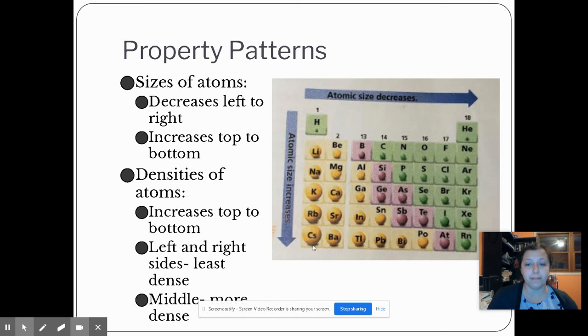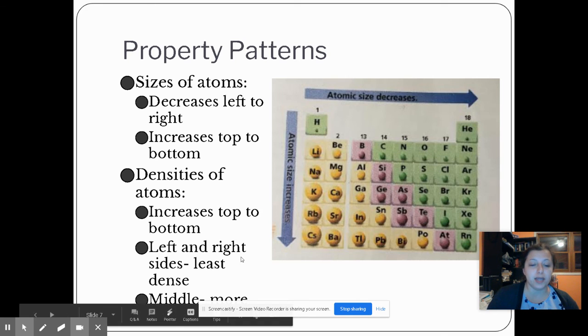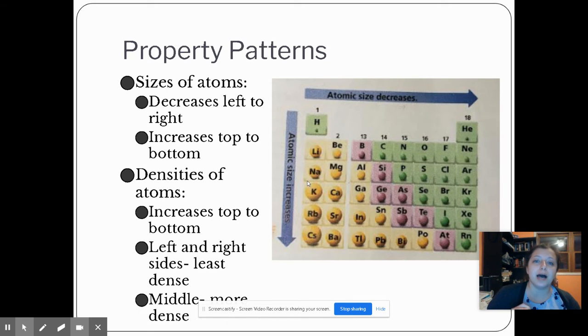We are going to move on, but we will wait until the next video. So if you have any questions, please let me know before we move on, because as I said before, everything is kind of building on each other. So you need to know how to use this periodic table so you can answer the questions.